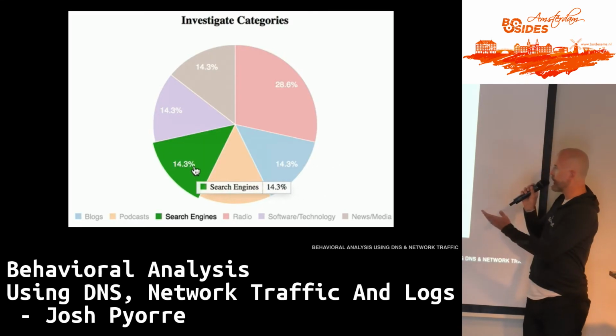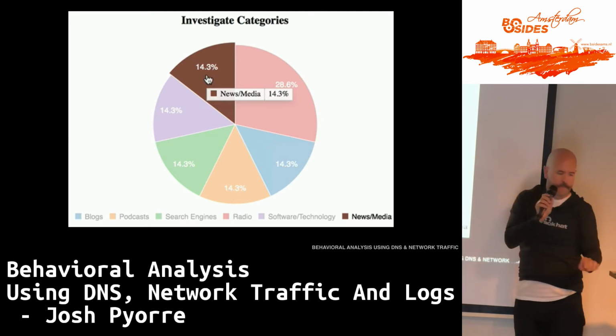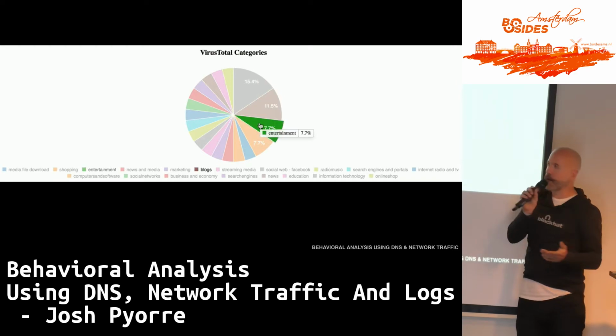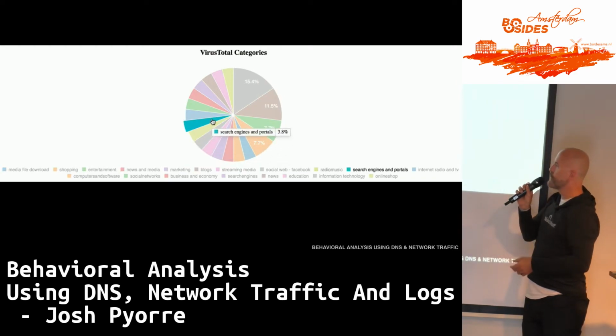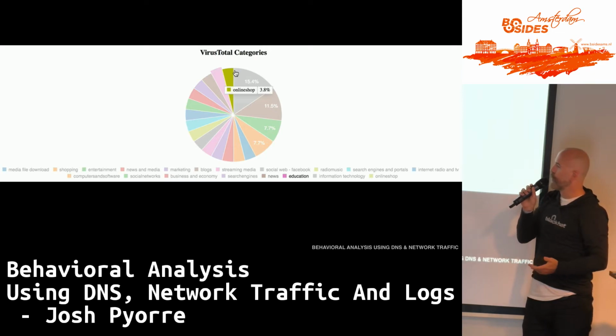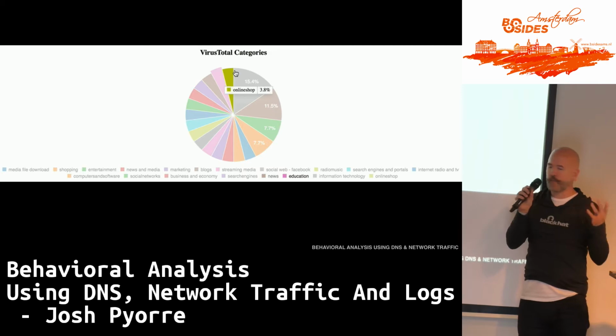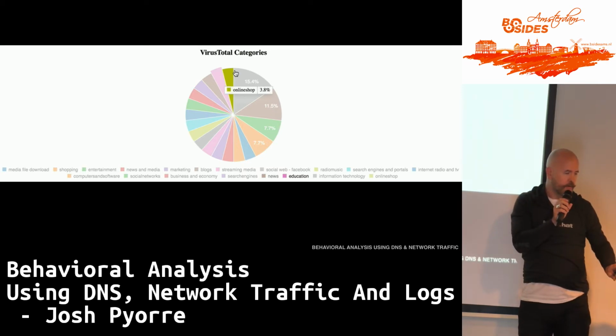You can do the investigate categories. You've got this percentage of software technology, this percentage of news media, and you can go with VirusTotal categories, which provides a lot more information. I guess they have a better way of categorizing. I'm trying to find an open source categorization source that is wider, that is also freer.